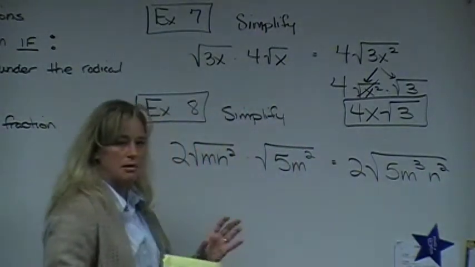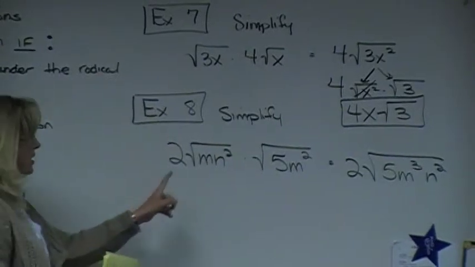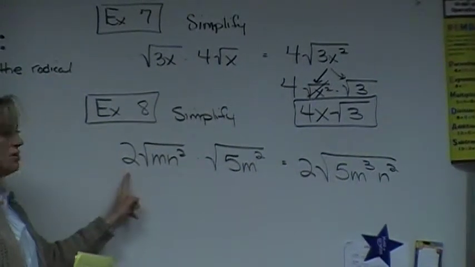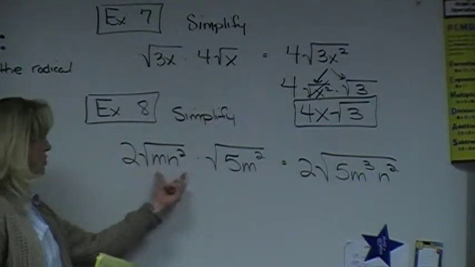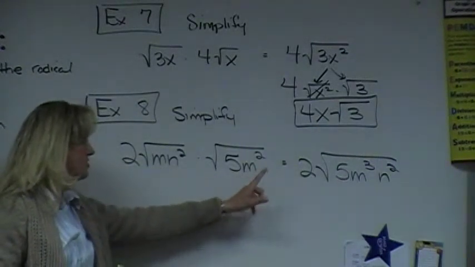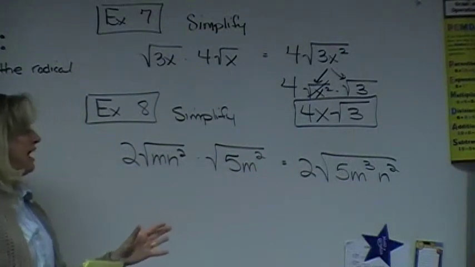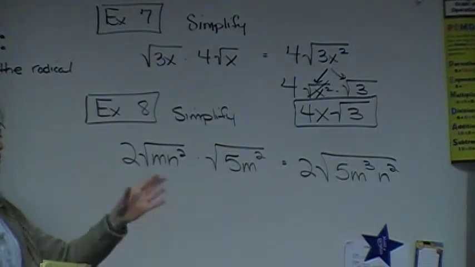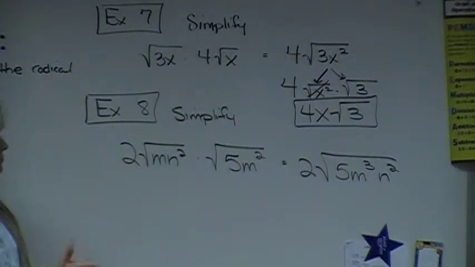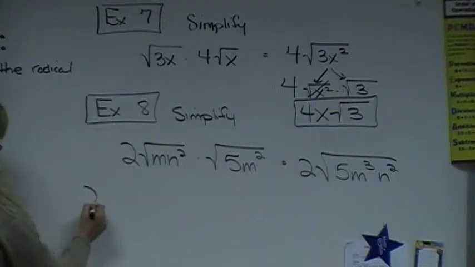I'm going to stop there. Does that make sense, or do I need to go back over what I just did? All I did, guys, is multiply these 2 radicals together. The 2 is out in front, and then underneath the radicals, mn squared times 5m squared is 5 m to the 3rd n squared. Now we have to look to simplify the stuff that's under the radical. I can't do anything with a 2 right now, so let's just bring that down and put it here.